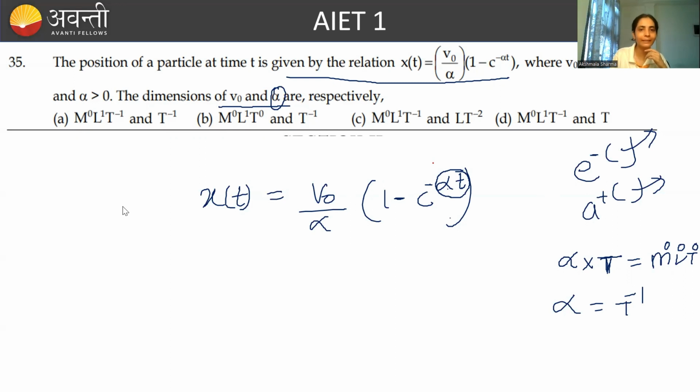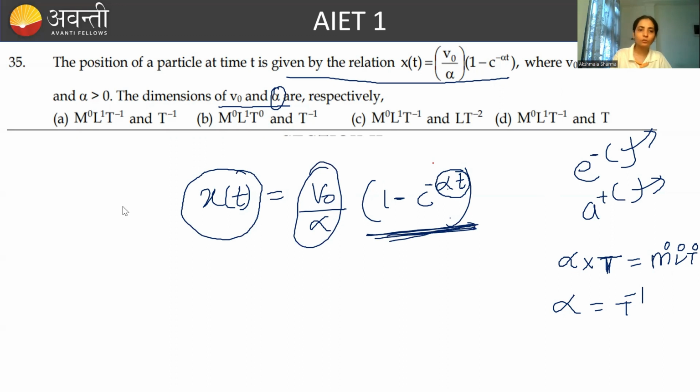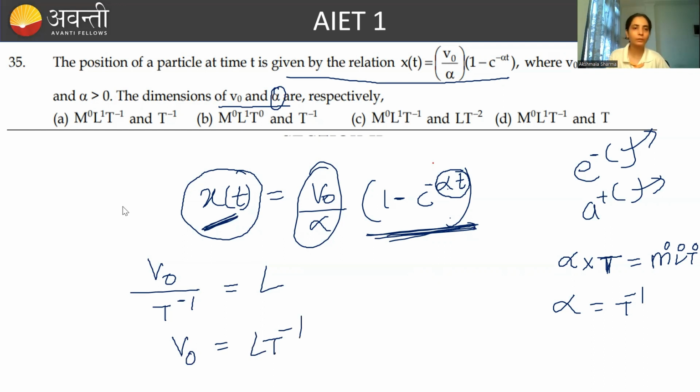We have to calculate again the dimension of V naught. Done. So here you can see x(t) is equal to V naught by alpha. This is dimensionless, no? So whatever dimension x is carrying, the same dimension V naught by alpha will have. So V naught by dimension of alpha, T minus 1, will be equal to dimension of x, that is L. So dimension of V naught will be LT minus 1. So the correct answer will be A. Important thing in this question is that whatever is in power will be dimensionless. ठीक है? चलो.